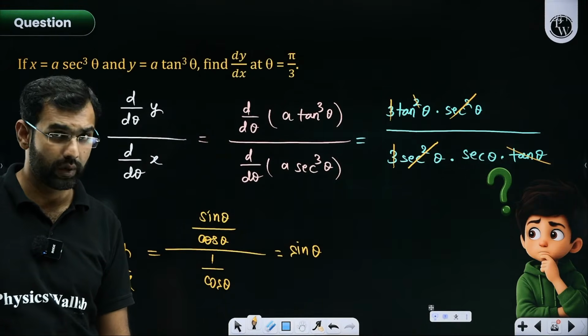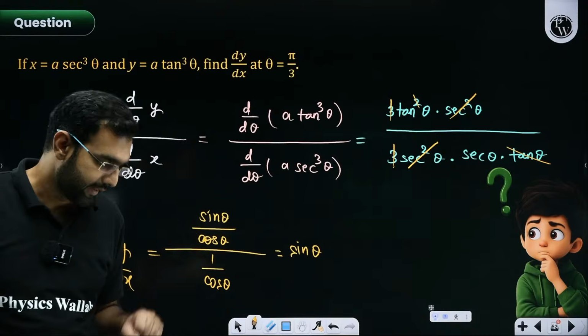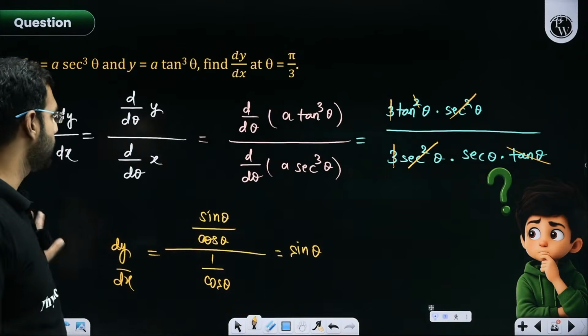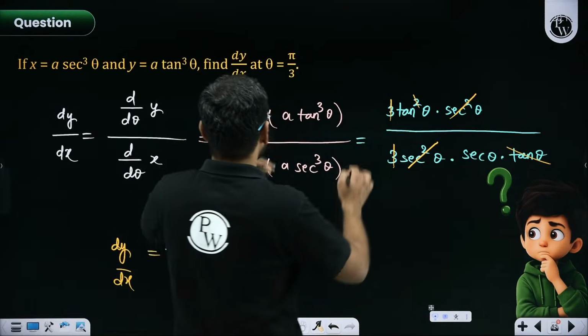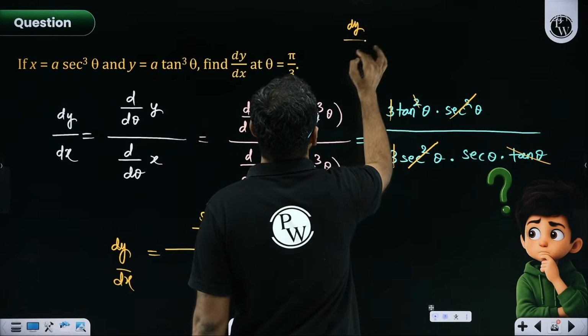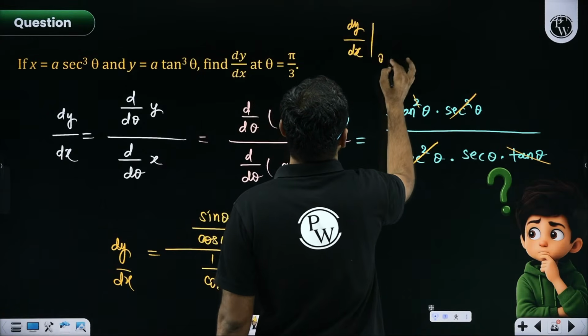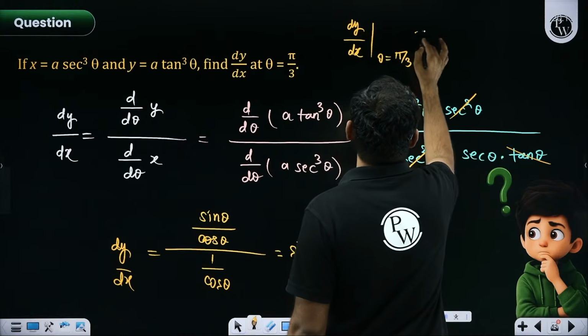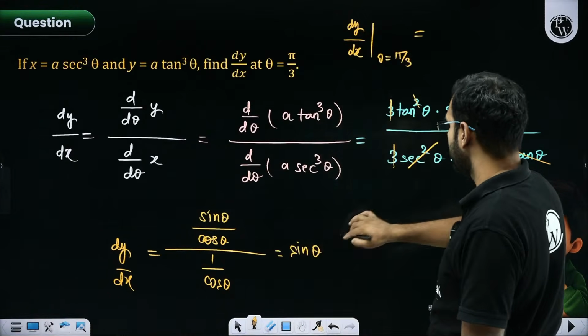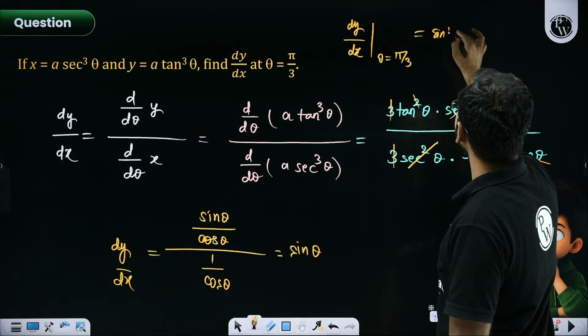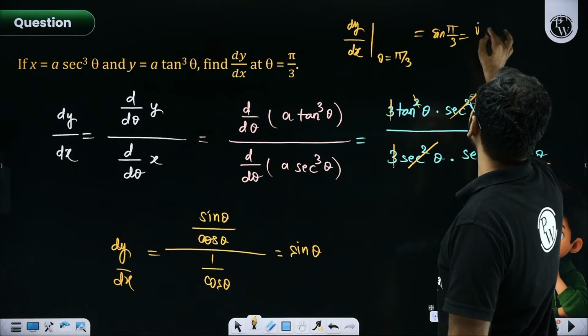Shall we do that here? If you are okay and comfortable. Let's have a discussion on that. I hope this question, of course, is understood by everyone. They are not asking you dy by dx. They're asking you dy by dx when theta is pi by 3. So when you substitute theta by pi by 3, it becomes sine pi by 3, sine 60 degrees. That's clearly root 3 by 2.